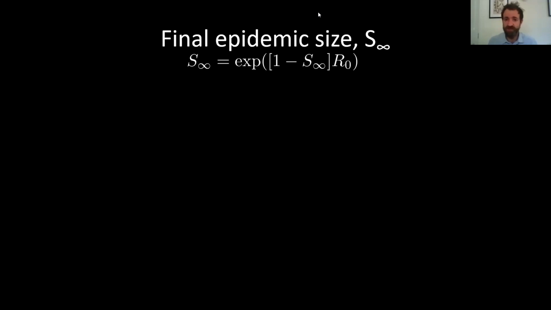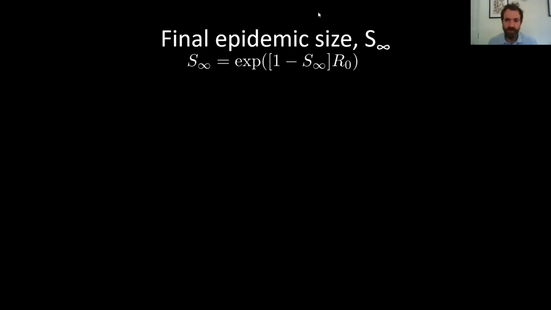Now this final epidemic size has quite a complicated formula. It involves this R0, the basic reproduction number. It's what we call an implicit formula because it has S infinity on both sides of the equation, and it's not straightforward to simplify it out, but we can solve it quite straightforwardly on a computer to find estimates of how many people will remain uninfected, susceptible at the end of the epidemic.